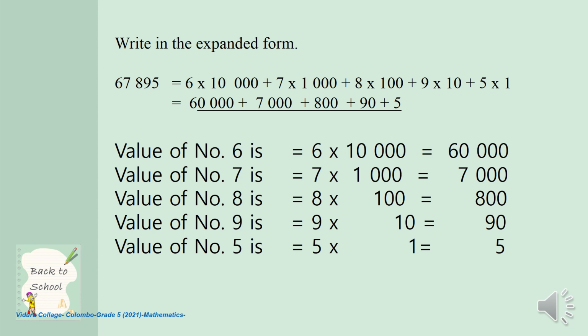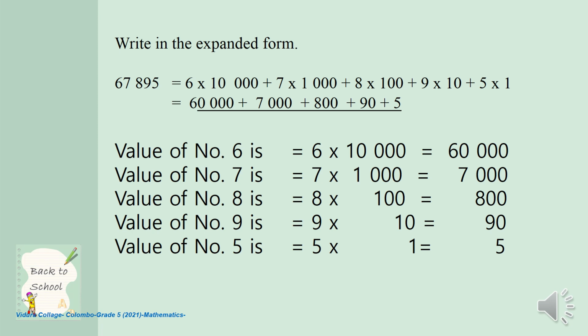The value of number 7 is 7 into 1000. 1000 is the place value of that digit, 7000. Then 6 into 10,000 is 60,000. So 60,000, 7,000, 800, 90, 5. Once you add all those, you get the number as 67,895.